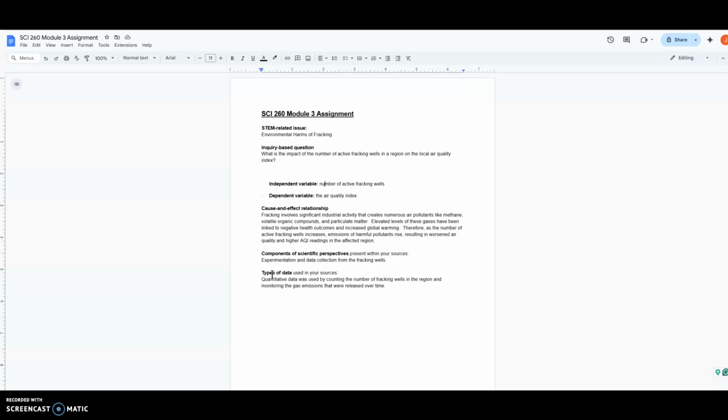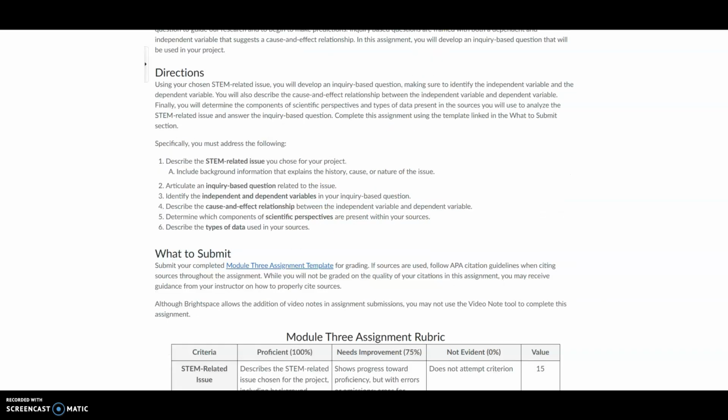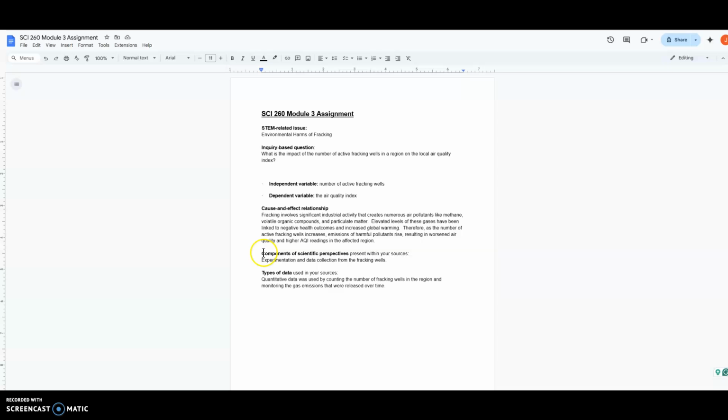I would say that most data on a STEM-related issue is going to be quantitative, but you might end up with a topic that has qualitative data. And again, that's where this guide will help you, because it tells you right here what the difference is, and gives you some examples. So if you run into any issues or trouble, let me know, because like I said, students tend to struggle a little bit with this bottom part. And I have resources in the announcements about how to ask the inquiry-based questions and the independent and dependent variables. So make sure you look at those to help guide you as well.